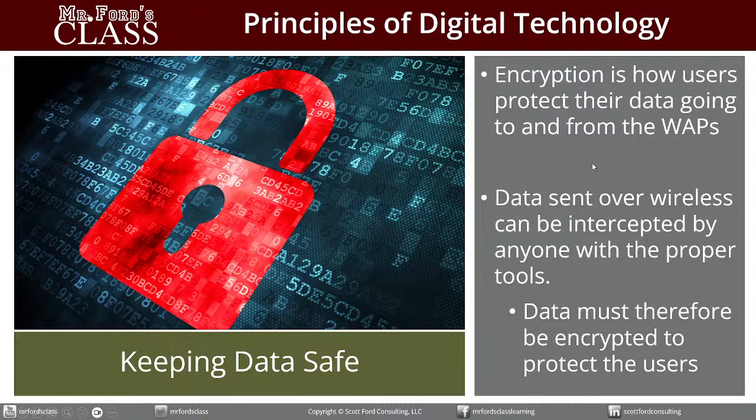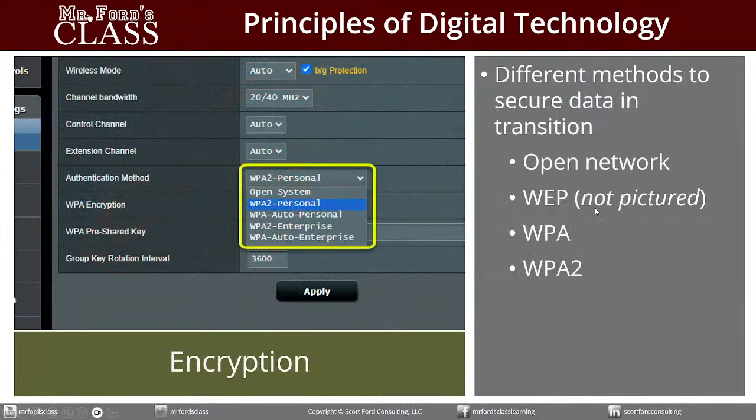I know that. So data sent over the wireless can be intercepted by anyone with the proper tools. Again, it's not that hard to do. And so by encrypting the information, we make it so if you get it, you can't read it. And there have been different methods to secure data in transition. We have open network, boo. We have WEP, also boo. We have WPA, not really that great. And we have WPA2, okay?